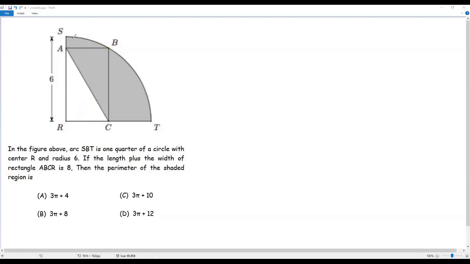For that, first let me get the length of the arc SBT. That is 1/4 of the circumference of the circle, because the question clearly says arc SBT is 1/4 of a circle. Let me write it over here. Length of arc SBT equals 1/4 of the circumference of the circle. That is 1/4 times the formula for circumference, 2 pi r. 2 goes into 2 one time and 2 goes into 4 two times. Then I'm getting 1/2 times pi times r.